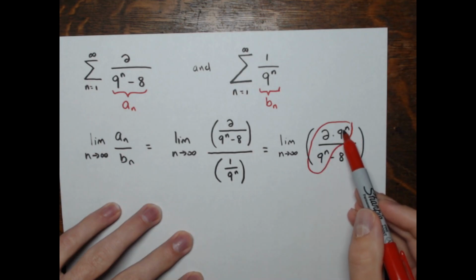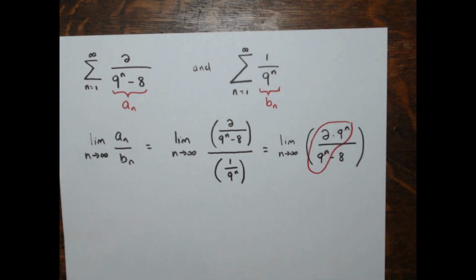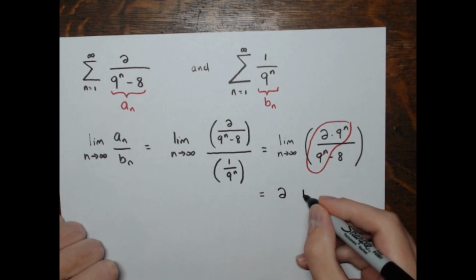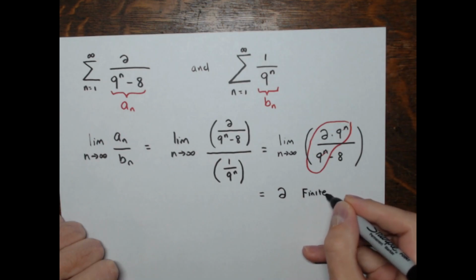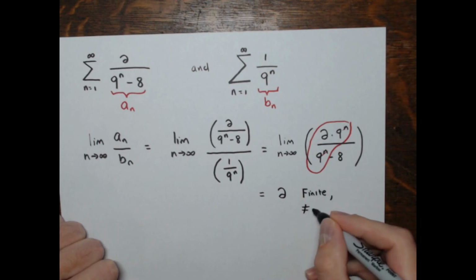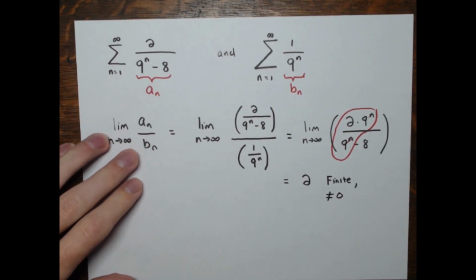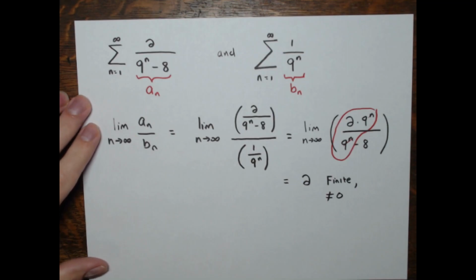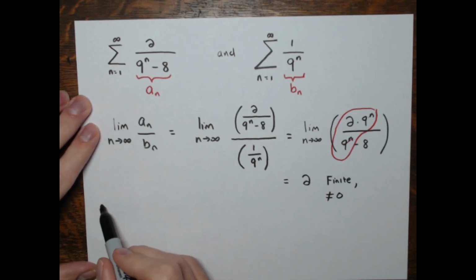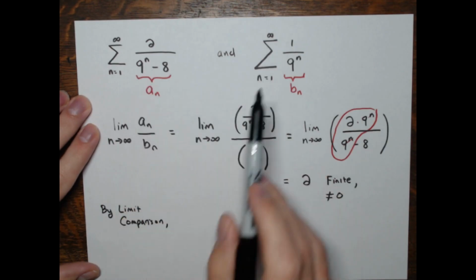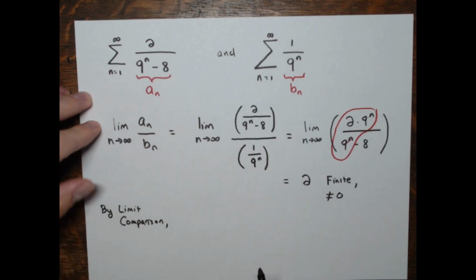So this is just 2, right? 9 to the nth over 9 to the nth would go away. This limit should be approaching 2, which is finite, right? It's not an infinite limit, and it's not 0. So remember, that was the first scenario, the first case of this limit comparison theorem. So by the limit comparison, both these series will converge or both will diverge.